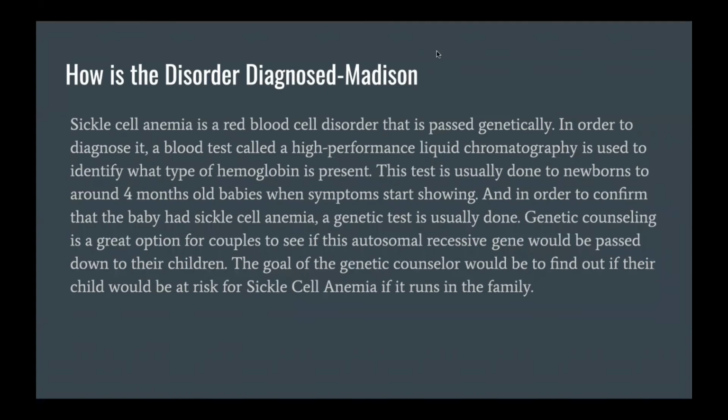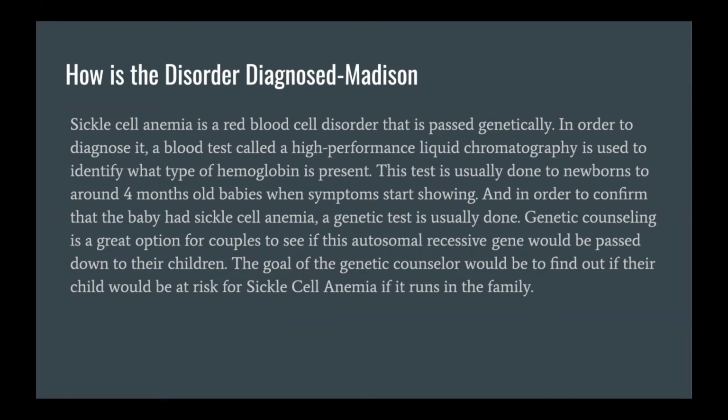How is the disorder diagnosed? Sickle cell anemia is a red blood cell disorder that is passed genetically. In order to diagnose it, a blood test called high-performance liquid chromatography is used to identify what type of hemoglobin is present. This test is usually done on newborns to around 4-month-old babies when symptoms start showing. And in order to confirm that the baby has sickle cell anemia, a genetic test is usually done.